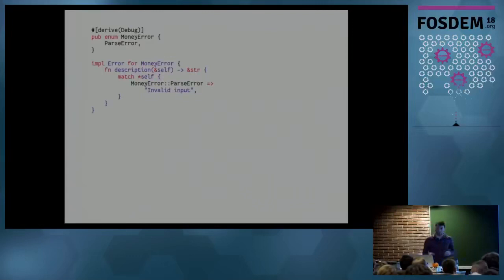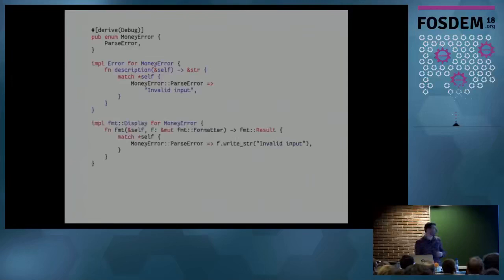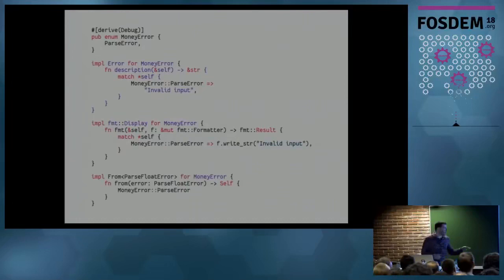At the top you can see derive debug. That is the standard way to provide a default output when you try to print something, and this is handled with the derive. And our description is used when we print something that the user should understand. Also, we need to implement the display trait. That's a lot of boilerplate, you might say. You have this display trait, you have the error trait, you even have another thing for converting from our parse float error to our internal money error. So we wrap around the internal standard library parse float error, and we get something that is our money error.